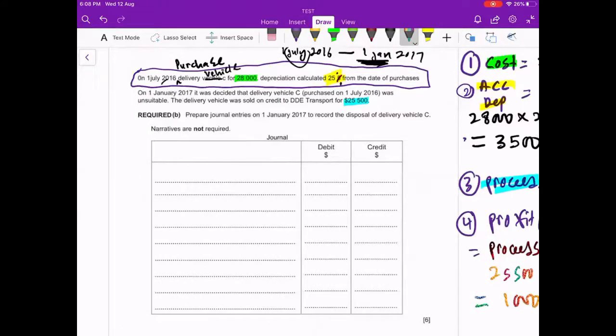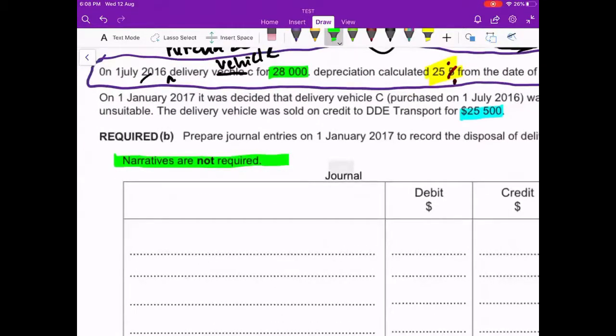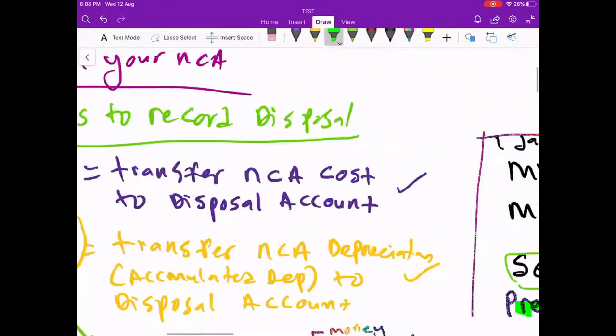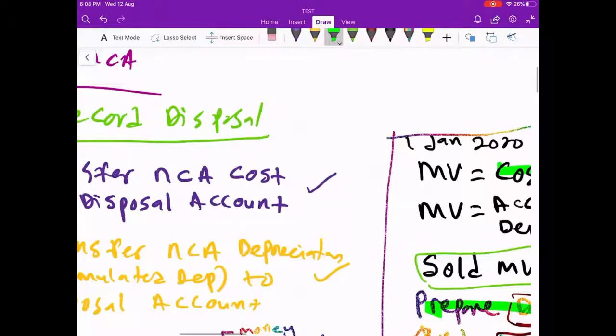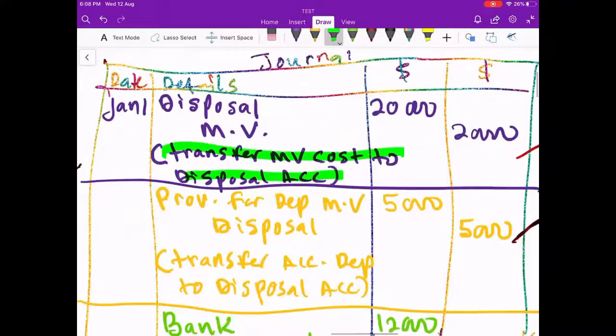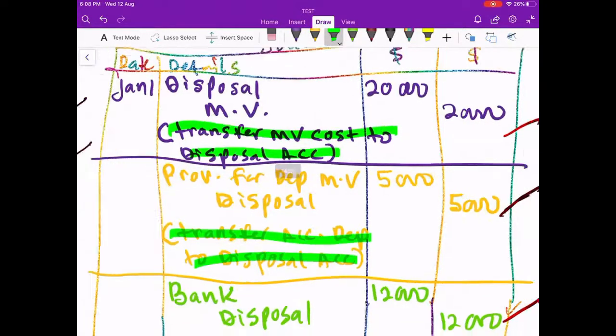Oh, this is a very nice question. Why am I saying this is a very nice question? Because they say narratives are not required. What is narrative? You know what is narrative? Wait, I'll show you. Just now we did the narrative. This is the narrative. The question says no need to do it. You just tell me the debit and credit, enough. You no need to write this explanation. Just write debit and credit only. This is a very nice question.